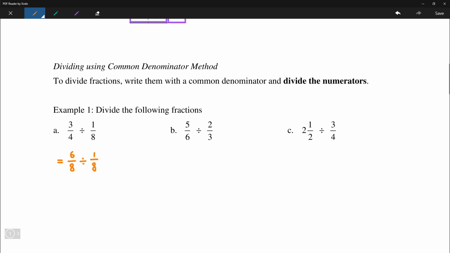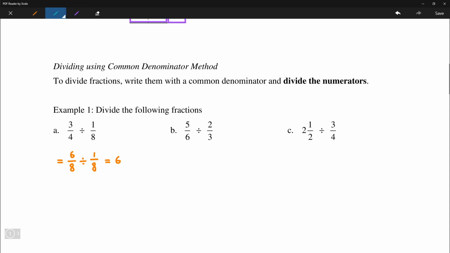And if we just divide the numerator, 6 divided by 1 gives us 6. So you can imagine drawing a diagram of 3/4 and then splitting each one of the quarters into 2. That will give us 6/8, and then we can fit 6 1/8s inside of there. So the answer is 6.